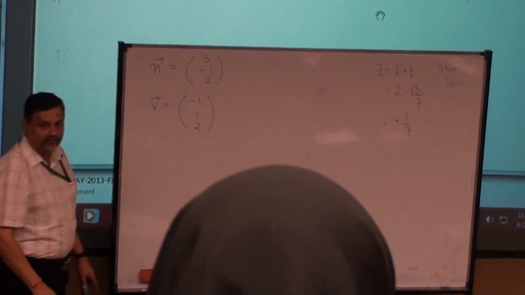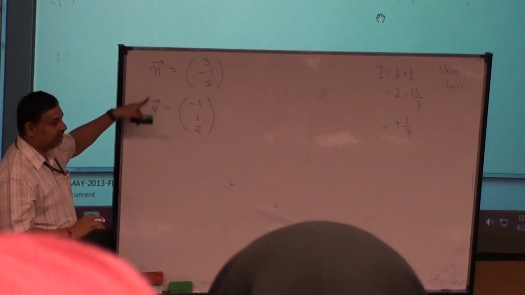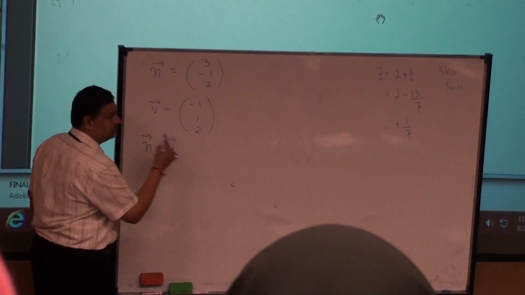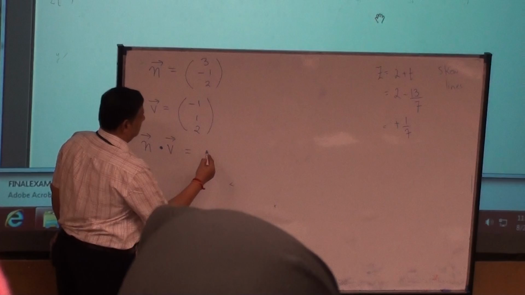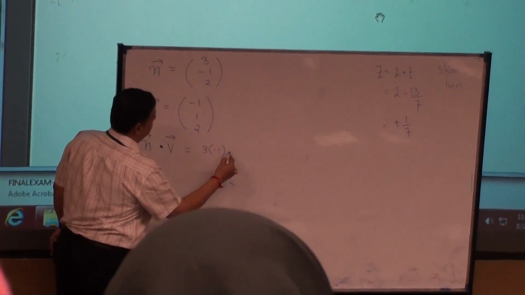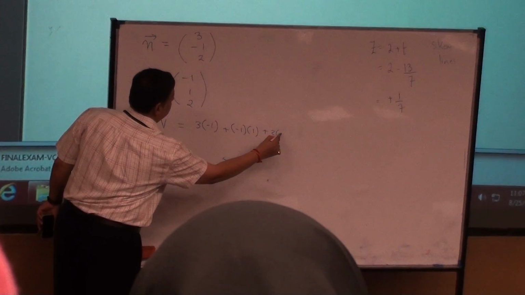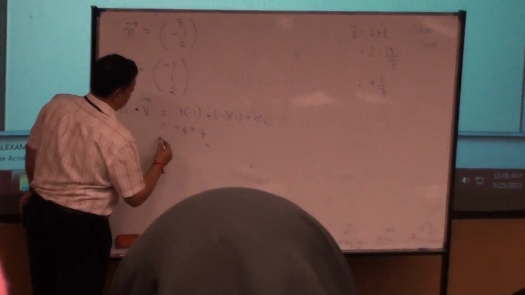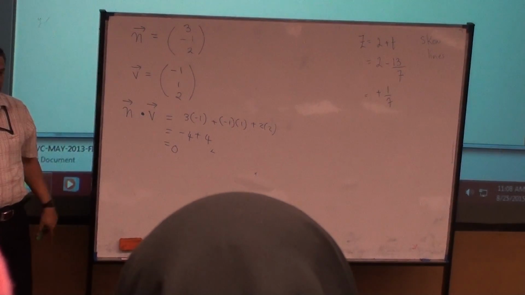So in order for the line to be parallel to the plane, the normal must be orthogonal to the direction vector. So n must be dotted with b. Let's look at this. We get this dot with this: 3 times minus 1 plus minus 1 times 1 plus 2 times 2. So you get minus 4 plus 4, which is 0. So the line is parallel to the plane.